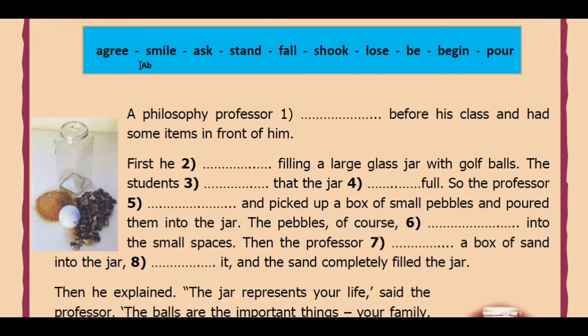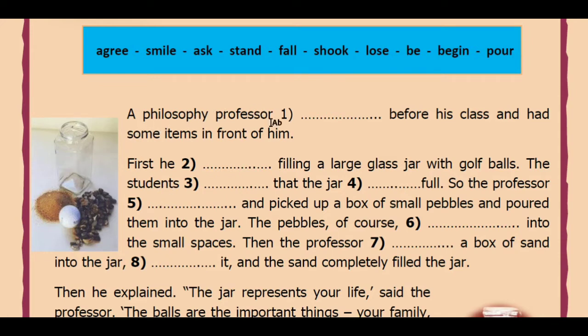Okay, so you have to use all the vocabulary or the verbs in here to complete the text. The verbs are agree, smile, ask, stand, fall, should, lose, be, begin, pour. It actually means said in here; it comes from say. It's already a past tense, everyone. But the others are only the infinitive, right? Okay, so now let's start, everyone.